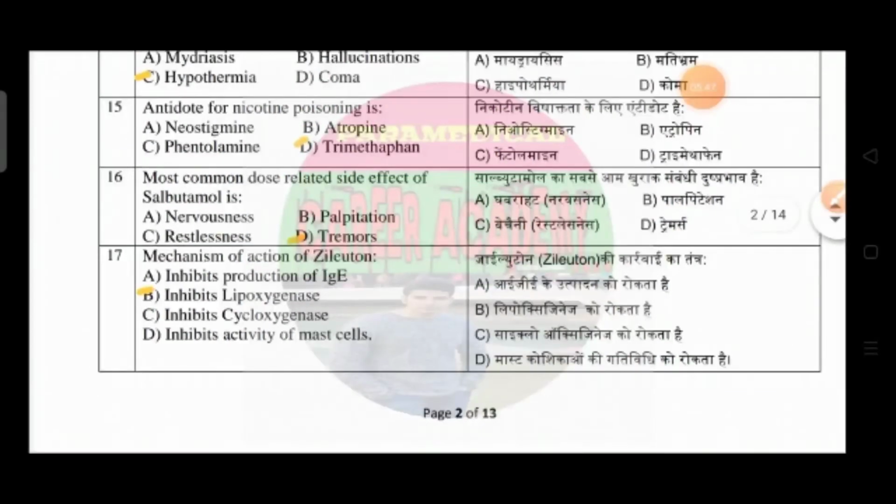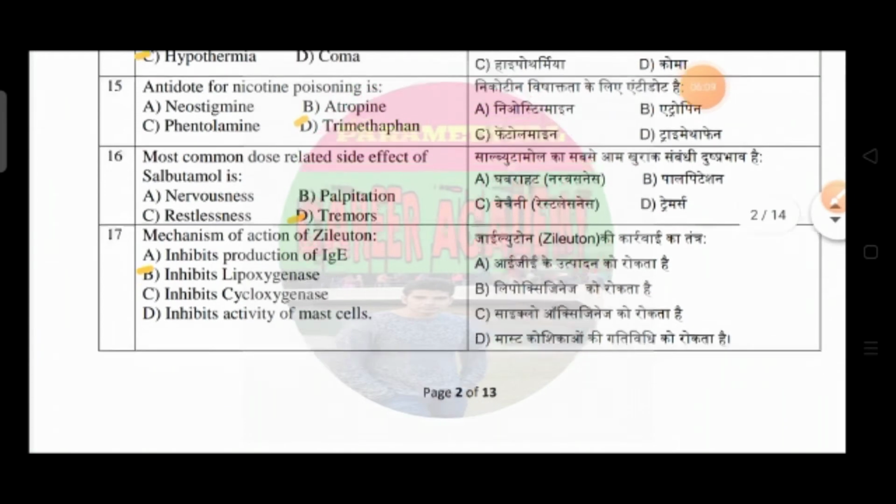Question number 15: Antidote of nicotine poisoning is? Option A is neostigmine, option B is atropine, option C is phentolamine, option D is trimethaphan. So the correct answer is option D, that is trimethaphan.